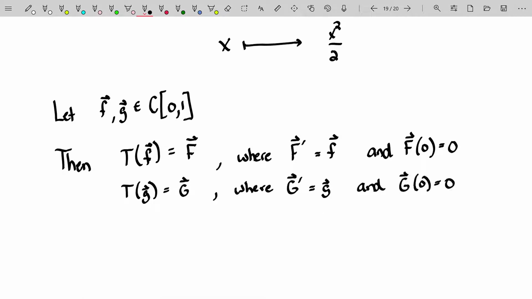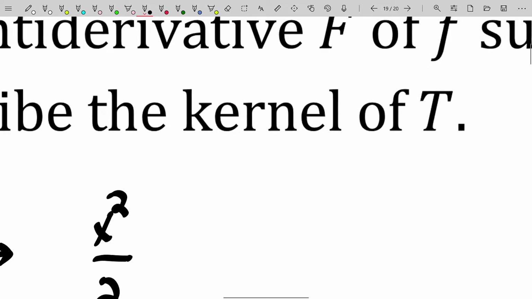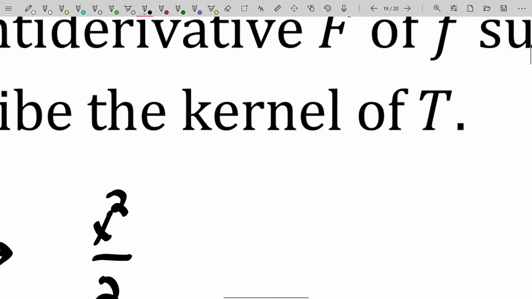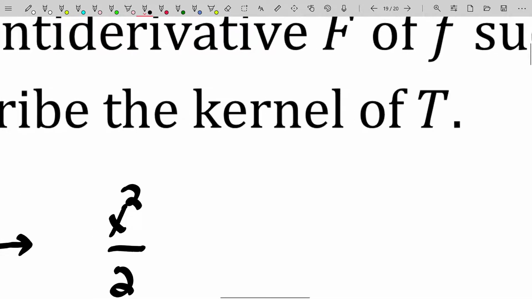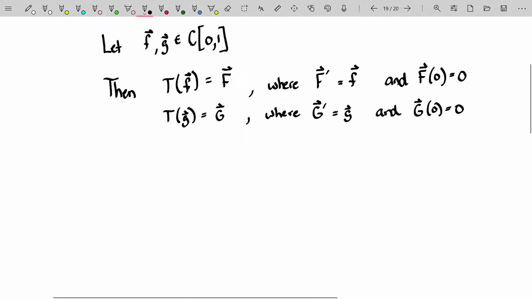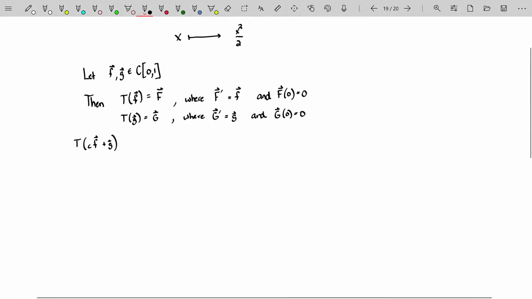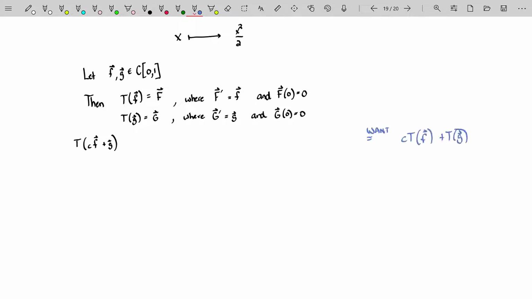Now let's prove that this is a linear transformation. Again, this is not a matrix transformation, so the language I'm going to use here involves things like kernel instead of null space and range instead of column space. All right, so let's go ahead and prove the linearity of this. We want this to turn into the constant times the transformation of f, I'm going to write this over to the right, plus the transformation of g.